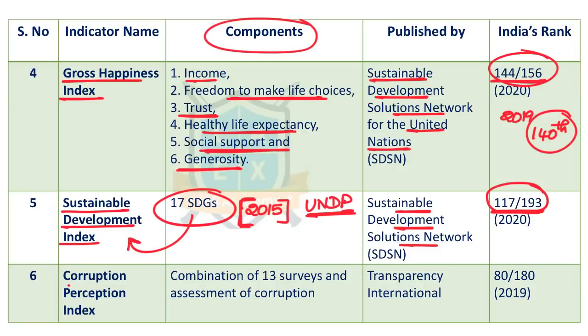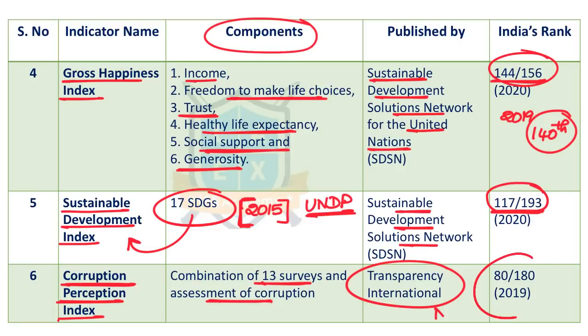Next important indicator is Corruption Perception Index. Corruption Perception Index is released by the Transparency International. It is not an intergovernmental organization, but it is an NGO, non-governmental organization. It combines 13 surveys of assessment for the corruption and then releases the ranking. Out of 180 countries, India got rank 80 last year. There are many people who criticize the assessment of Transparency International, but this is considered one of the authentic surveys. That's why we consider this as important.